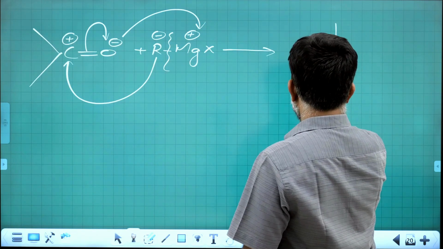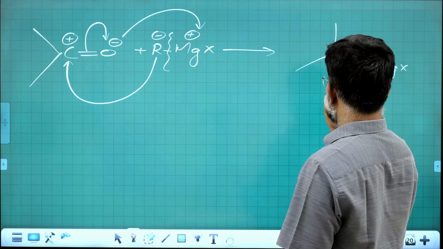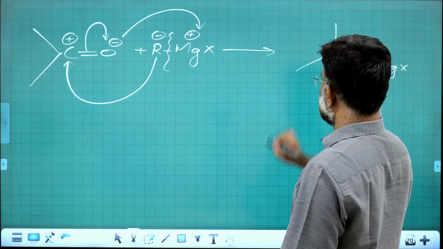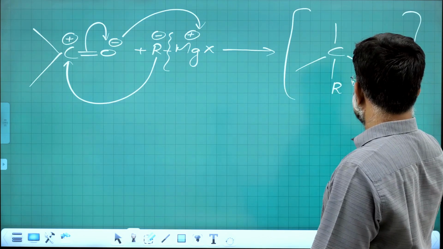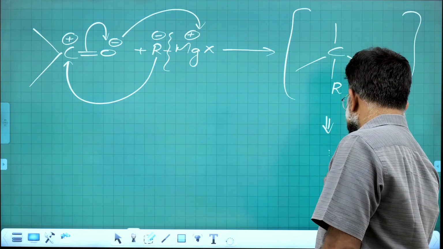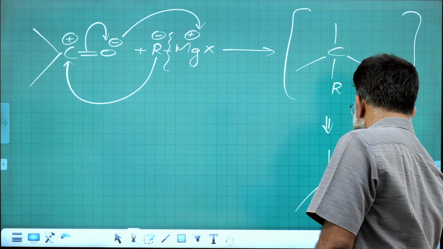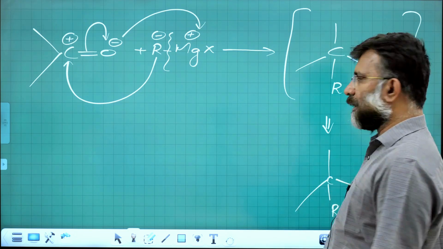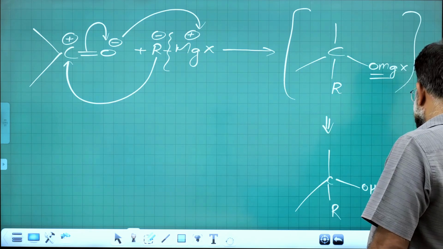And you get the addition product, OMgX, and R comes here. This is the addition product obtained, which upon hydrolysis, OMgX becomes OH, and the final product will be like this, with R. You get an alcohol. The final product is alcohol.